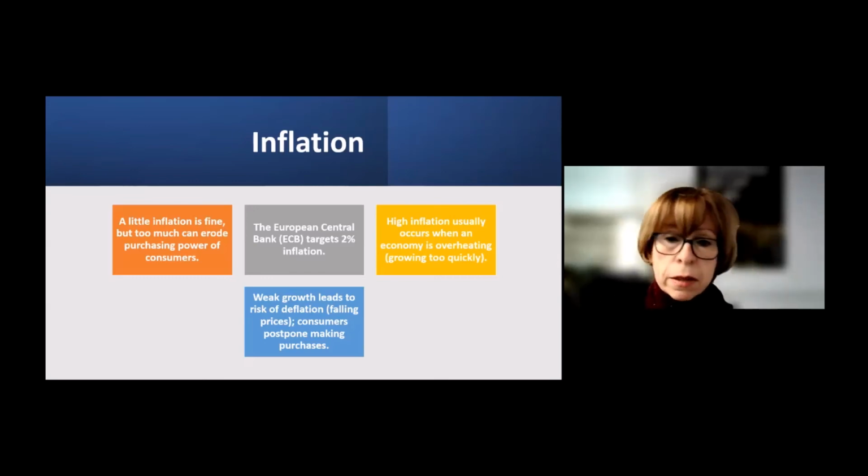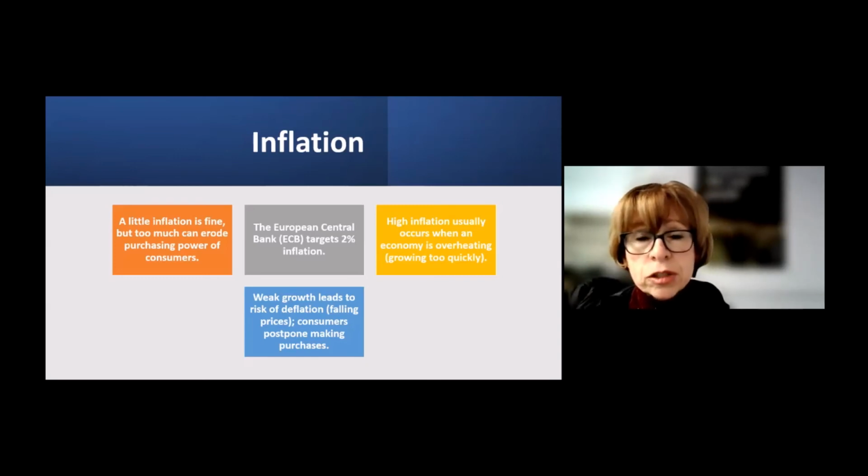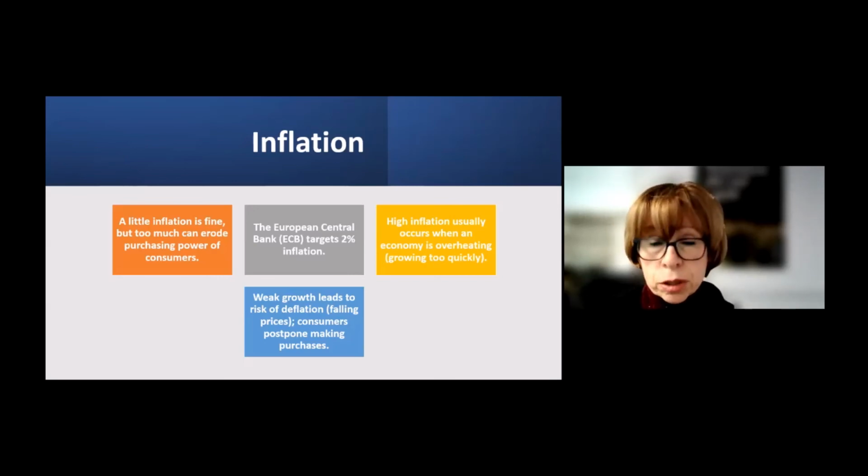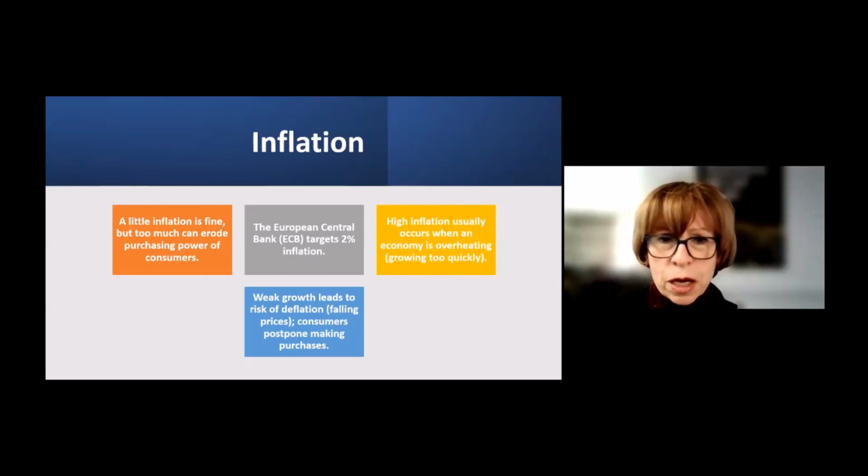On the flip side, over the past 10 years, there were times, particularly after the financial crisis of 2008, 2009, that we were experiencing deflation, which is a general decrease in prices, which means that consumers will postpone purchases, thinking that if prices are declining, why buy now? Because if I wait a little bit, the price will go down. And that's very difficult to deal with on a policy level. So inflation, too much is not good and too little is not good either.